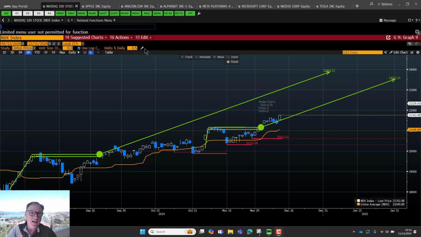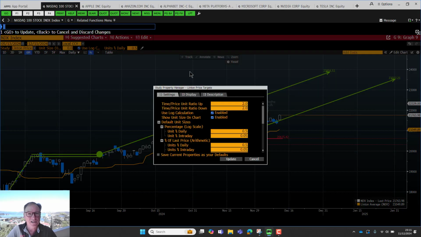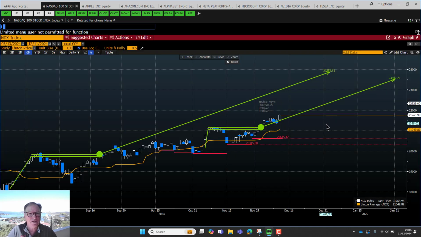And one of the things to do, first of all, with the price targets is to look at this time price unit ratio. This is one of 5 methods for projecting the price targets into the future. If you want to understand the other methods, take a look at the 90 slide Bloomberg explainer, which I will put in the comments. But the key thing here is that we are roughly running at 2 to 1. So this is a unit of price, 0.5% of price running every 2 days on the daily chart.